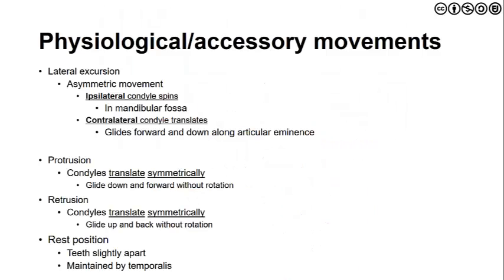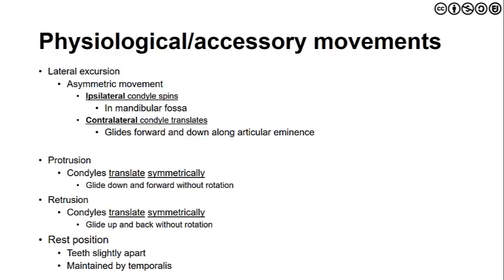So here's this idea of spinning, right? Ipsilateral spin, whereas we have a degree of contralateral translation. So if we are deviating to the left, the left mandible is going to spin, whereas the right, that being the contralateral side, is going to glide forward and downwards. That's that anterior-inferior portion, okay?